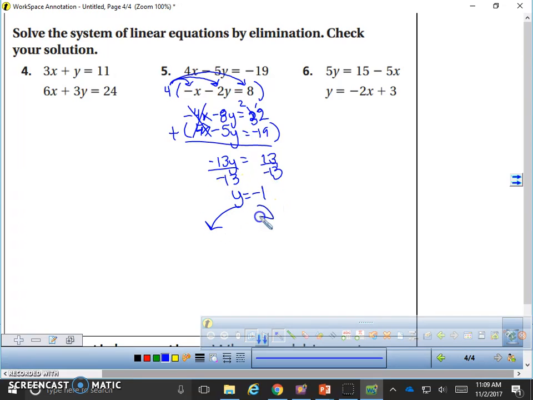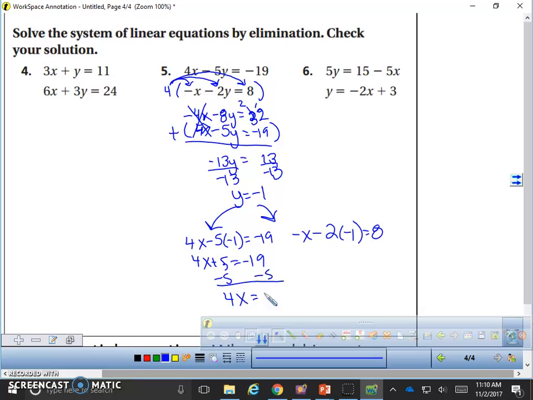Plug in. 4x minus 5 times negative 1 equals negative 19. Negative x minus 2 times negative 1 equals 8. Again, plugging into the original. Didn't matter what way you stacked here in the step. Okay, 4x plus 5 equals negative 19. Take away 5, take away 5. 4x equals negative 14. Oh, we're going to get a decimal.